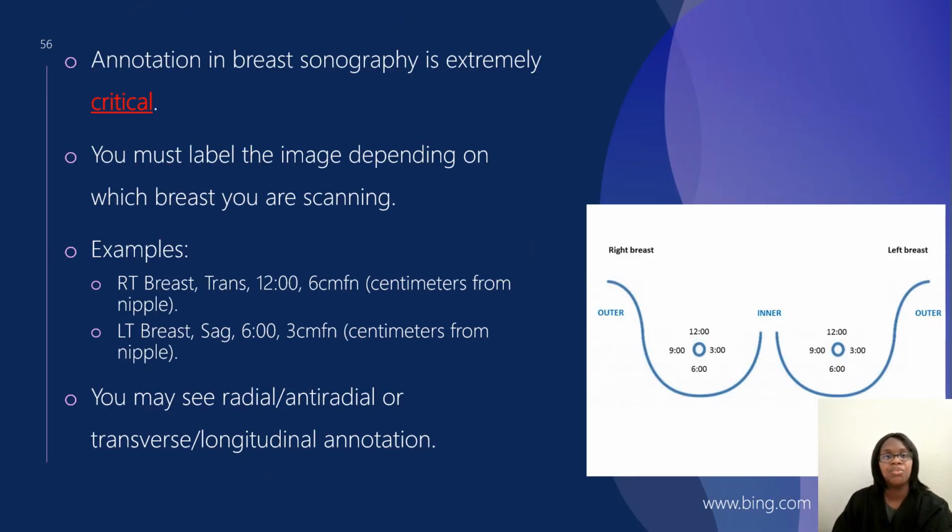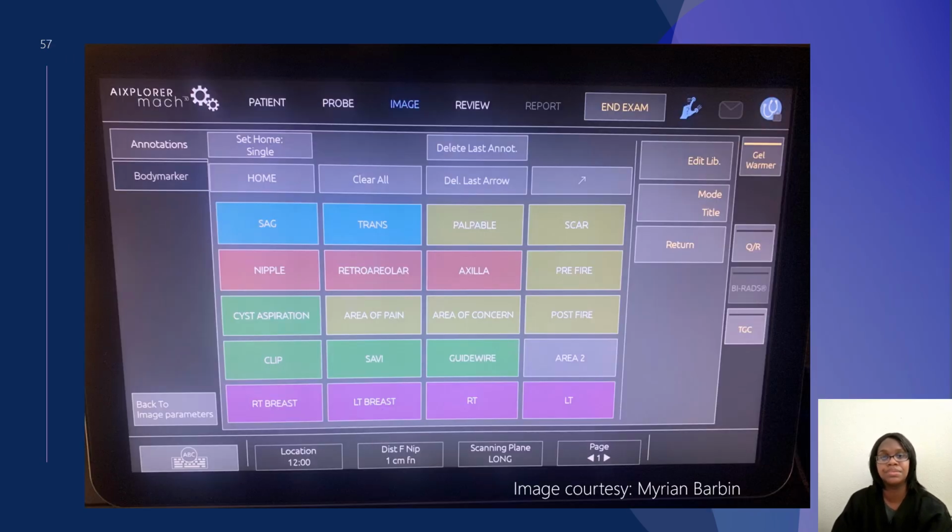So with annotation, we like to put what breast we're looking at, whether it's right breast, left breast, 12 o'clock, 3 o'clock, maybe 7 o'clock. How many centimeters this is found from the nipple. And then this is just an example where you can put which breast you're looking at, like different wording for it.